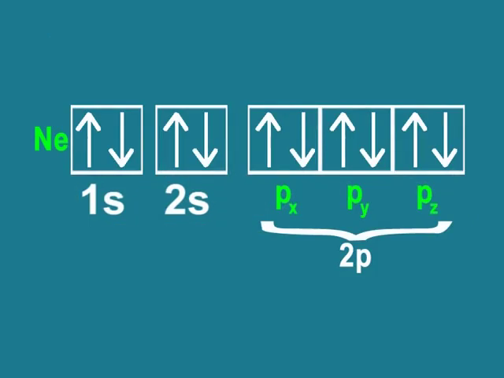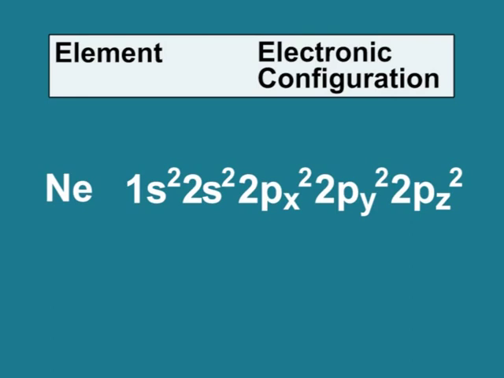Neon atom has two electrons having opposite spin in 1s orbital and 2s orbital each. It has three paired electrons in 2p orbitals. Its electronic configuration is 1s2, 2s2, 2px2, 2py2, 2pz2.